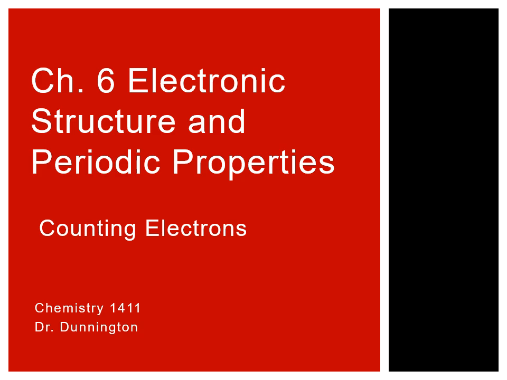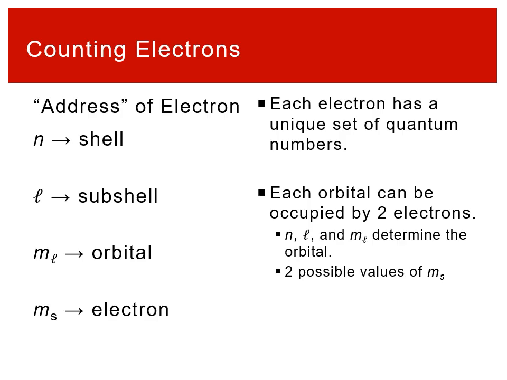Now we want to put all these ideas together and talk about counting electrons. We know that we can put all four quantum numbers together to give us the address of an electron. There is the shell at the highest level, n, then l gives us the subshell, m sub l gives us the orbital, and finally m sub s gives us the electron. That's the lowest level order. Each electron has a unique set of all four quantum numbers.